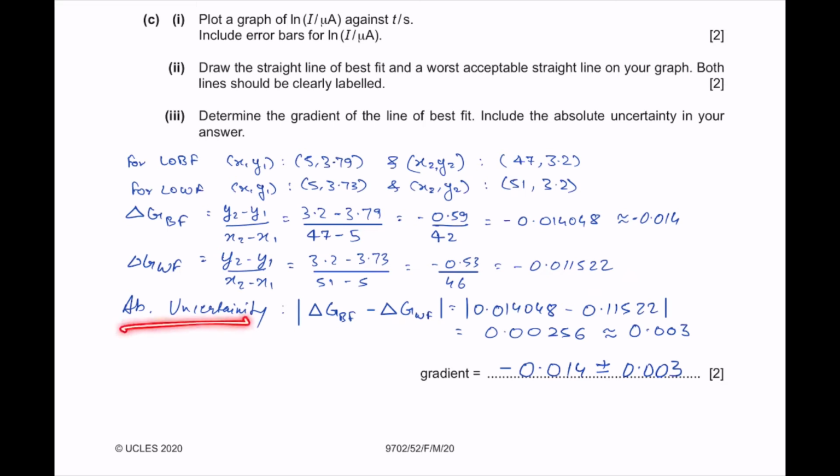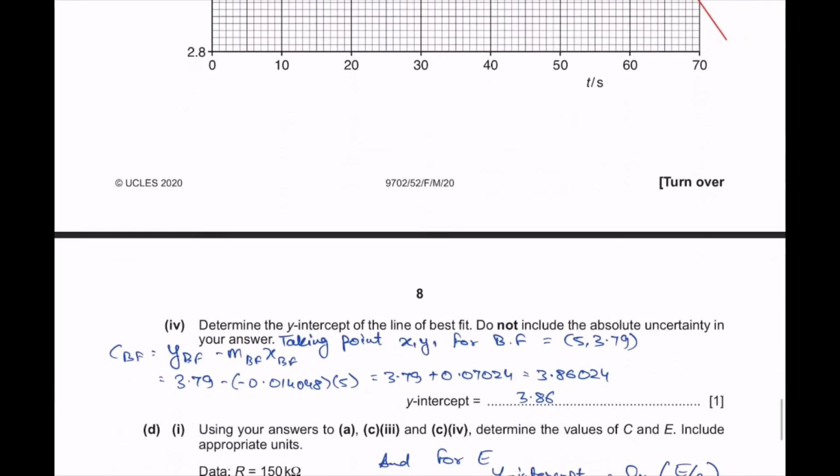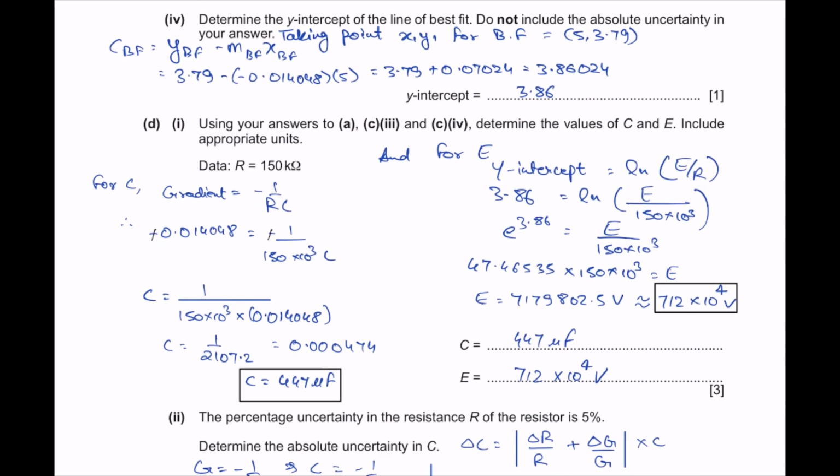Now the absolute uncertainty is the modulus of the gradient of best fit minus the gradient of worst fit. By putting the values, I get, rounding off to 3 significant figures, 0.003. So the gradient comes out to be minus 0.014 with the absolute uncertainty plus minus 0.003. This is how I calculated the C third part. This is the graph which you have to draw. Now coming on to the calculative part 4.